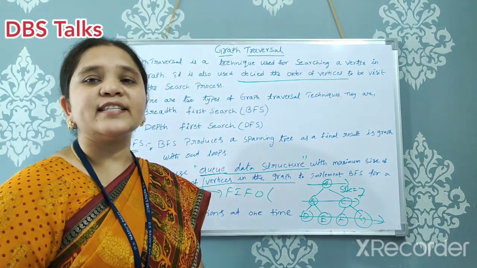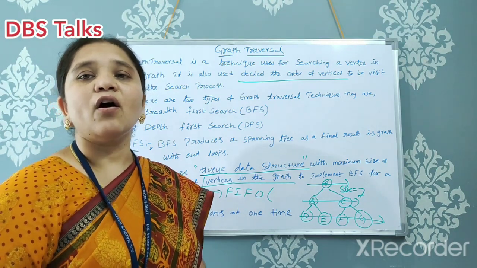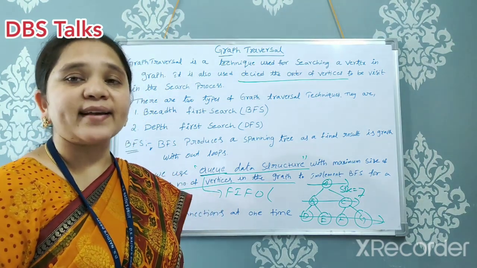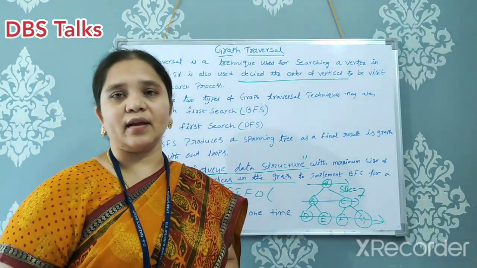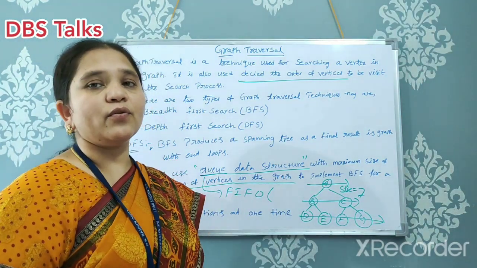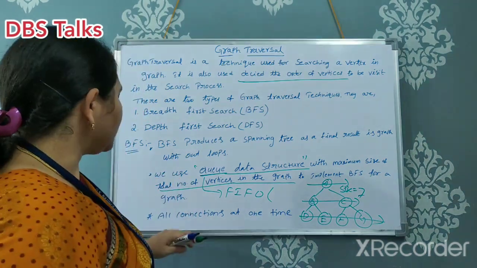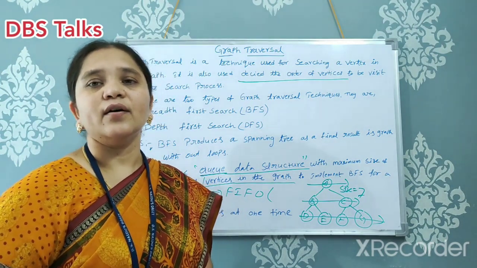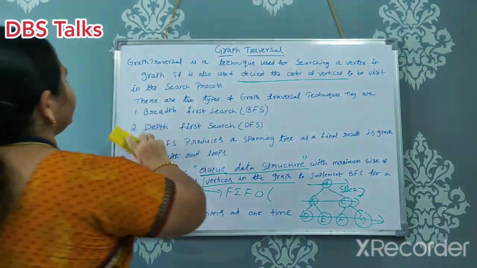What is the maximum size of the queue? It is the number of vertices in a particular graph, the total number of vertices in a graph. By using this we are going to implement BFS. In BFS we need to consider all connections at one time. You have to remember these points of BFS.